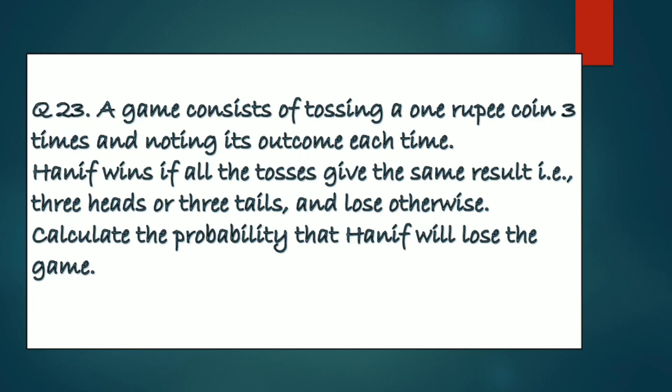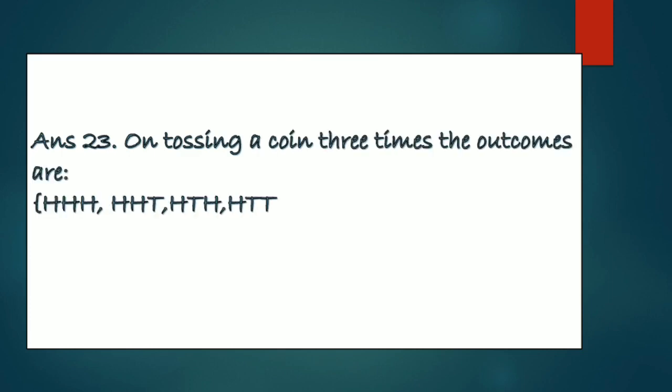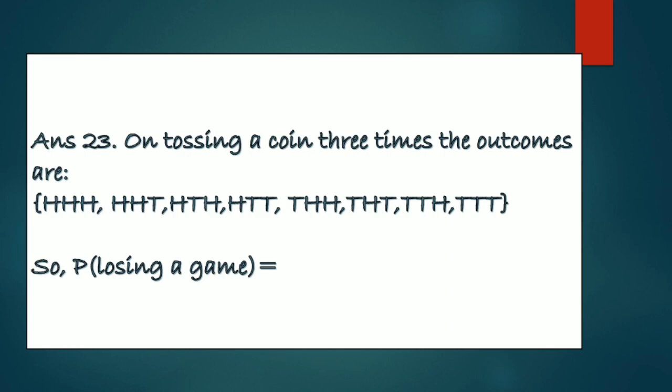Now first of all, we will write the outcomes. When we toss 1 coin 3 times, the outcomes can be HHH, HHT, HTH, HTT, THH, THT, TTH and TTT. These are the possible outcomes. These are 8 in number, right? So the total number of outcomes is 8.